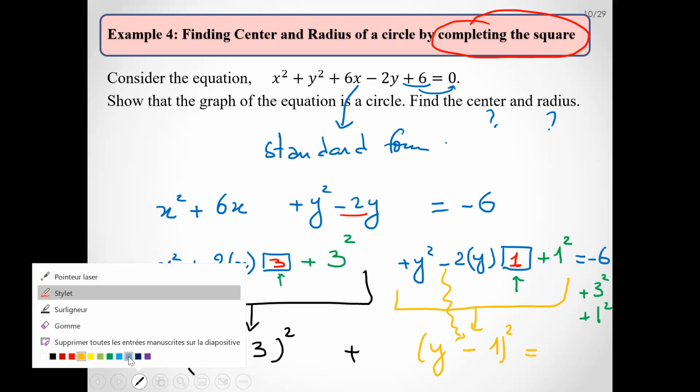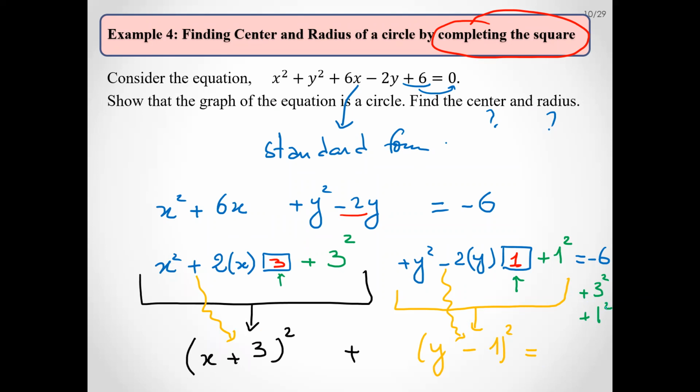والرايت سايد نحسبها 3 سكوير 9، 1 سكوير 1، 10 ناقص 6 4. خلصت عندي: h is minus 3, K is 1 and R is 2 since this is 2 square. وهذه طريقة completing the square حتى you identify the center and the radius of a circle when you are given the general form. أعيدها.